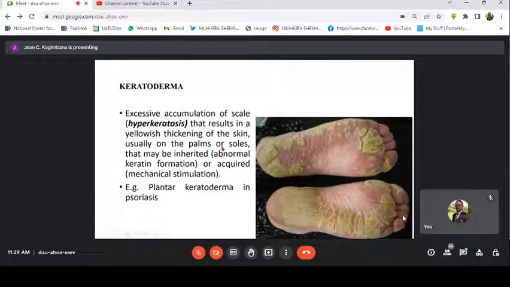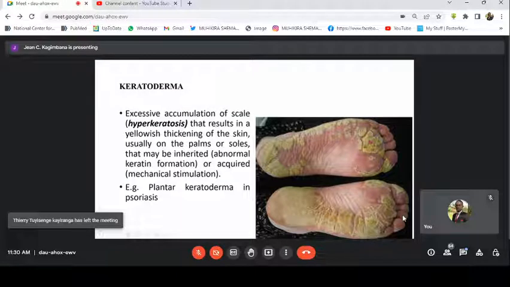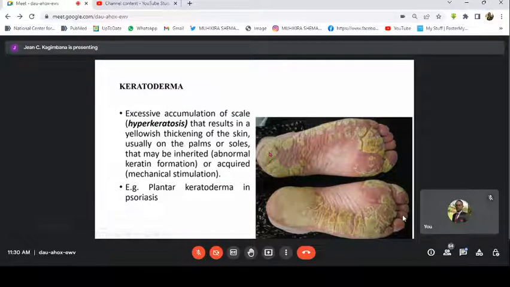Now, keratoderma. It is the accumulation of excessive scales, because we have thin scales and thickened scales. Okay? In this condition, we have a hyperkeratotic condition with keratoderma, because this is seen in plantar keratoderma, in psoriasis, or in eczema as well.